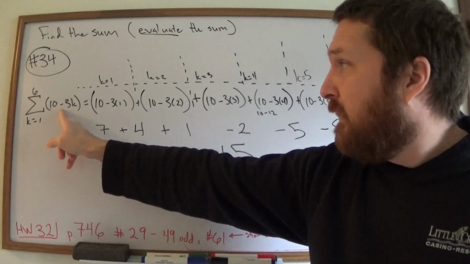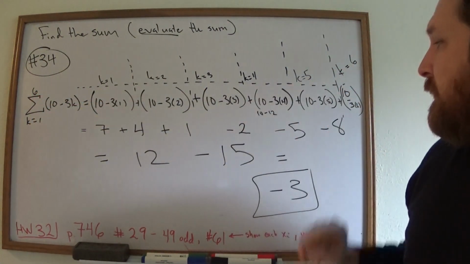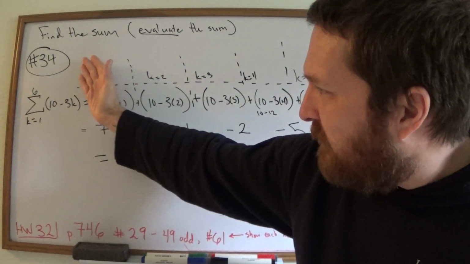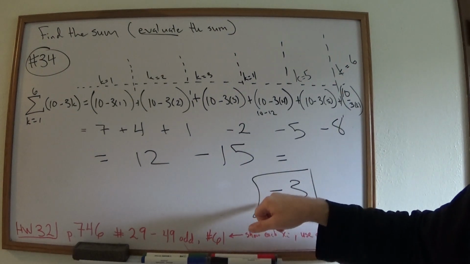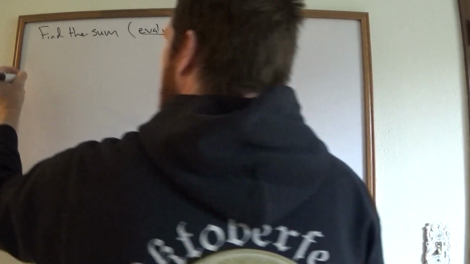Just plug this in where k equals 1 all the way up to 6, and then just add all of them together. And now what you get is that that thing, that symbol right there, is equal to the number negative 3. Let's do another one. This is number 38.